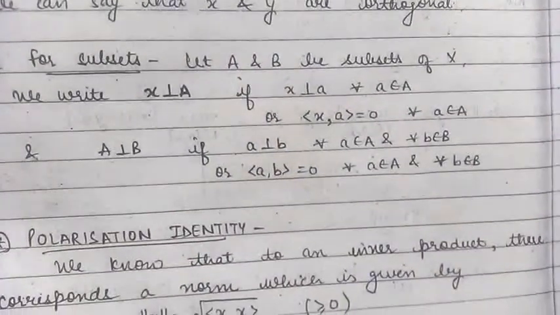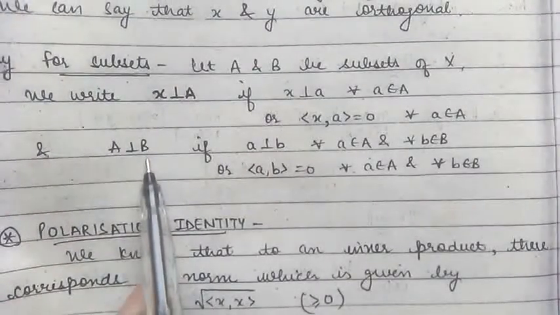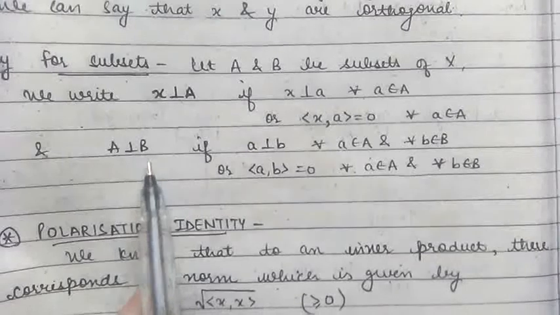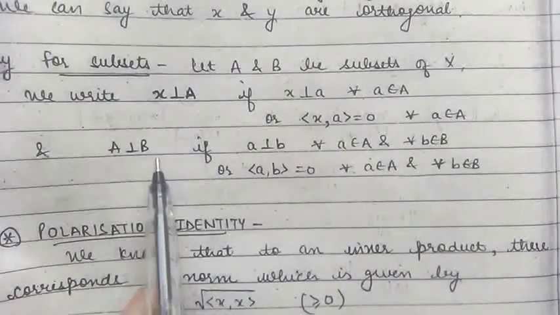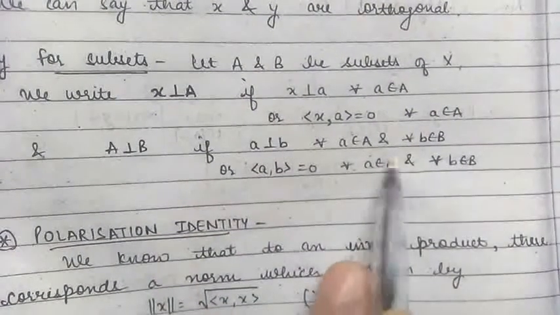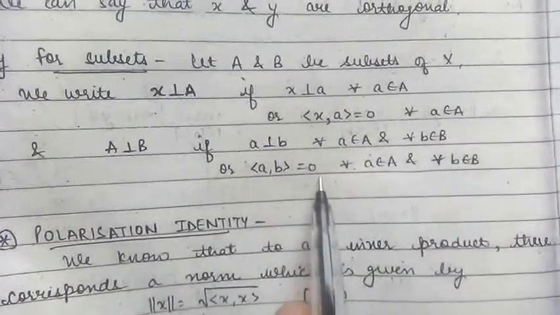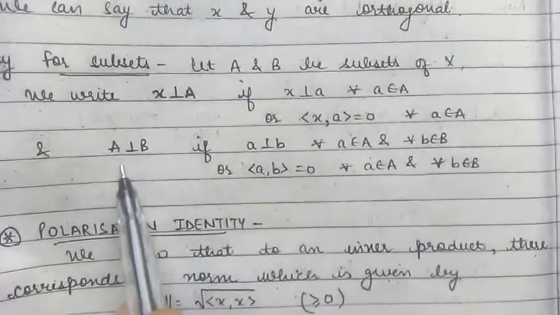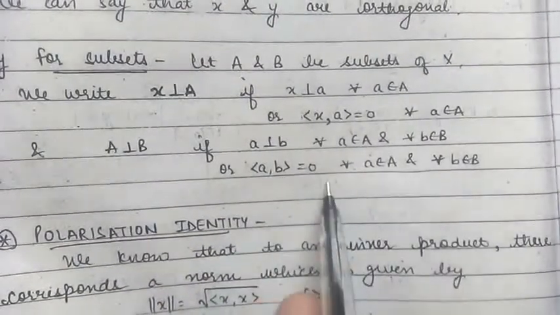In the same way, we can define the orthogonality of two sets. If we have two sets A and B, which are subsets of the inner product space X, then we say that the set A is orthogonal to the set B if the inner product of every element of set A and every element of set B is 0. So the sets are orthogonal if the inner product of every element of A with every element of B is 0.